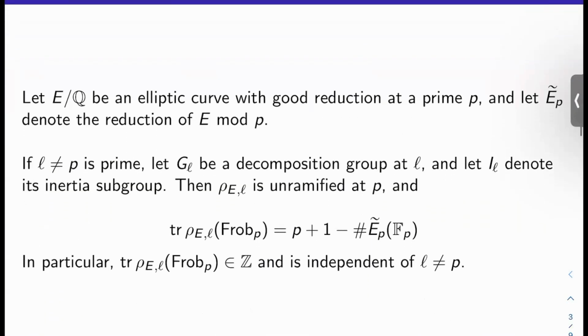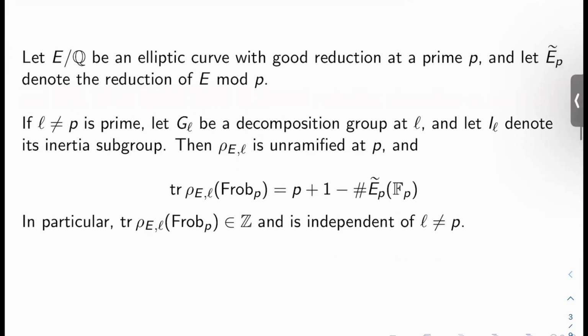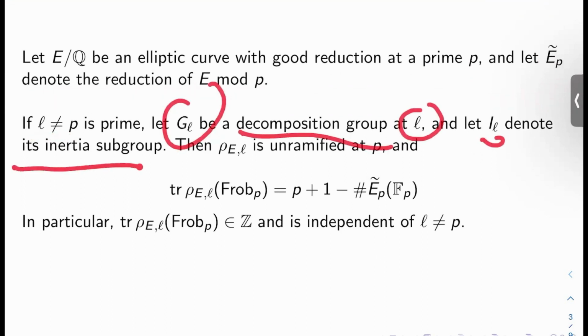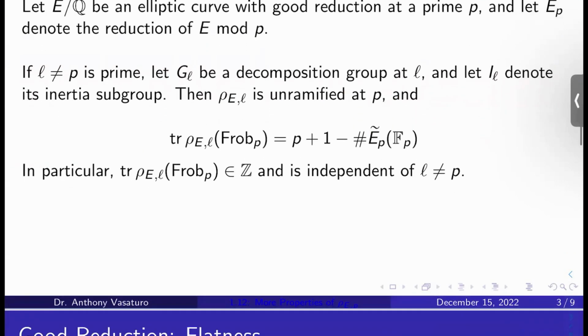Let E over Q be an elliptic curve with good reduction at a prime P, and let E tilde sub P denote the reduction of E mod P. If L is a prime that isn't P, let G sub L be a decomposition group at L. Let I sub L denote its inertia subgroup. The property is that rho E,L is unramified at P, and the trace of rho E,L of Frobenius at P is P plus 1 minus the number of F_P points on E tilde sub P.